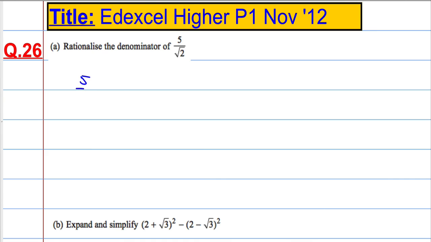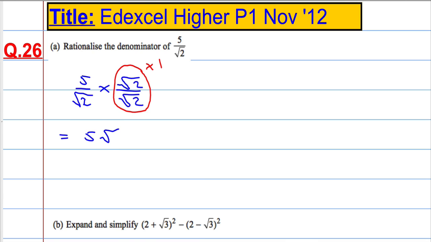So if I take what we have, 5 over root 2, and multiply above and below by root 2 over root 2, this is effectively just like multiplying by 1, because root 2 over root 2 is 1. If I multiply something by 1, I get the same thing back, so I'm just changing the way it looks. 5 times root 2 is 5 root 2, and root 2 times root 2 is 2. So there we have it. That's the answer to the question, 5 root 2 over 2.